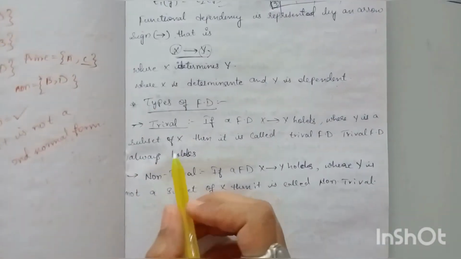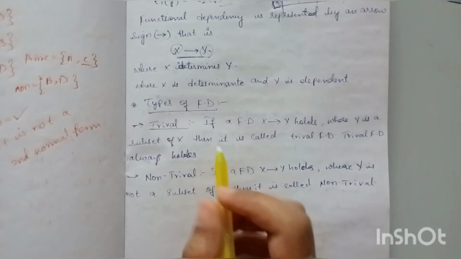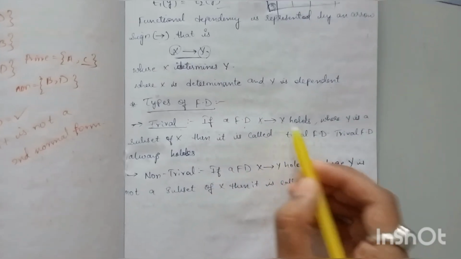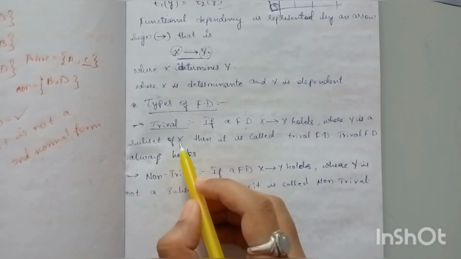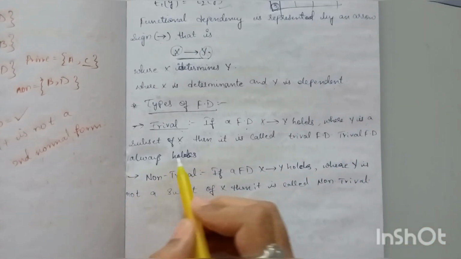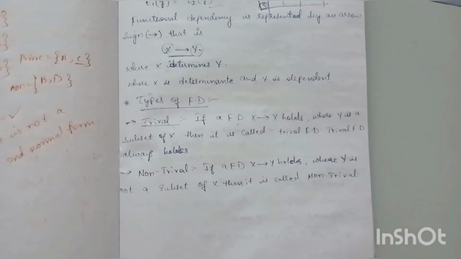Let's see the types of functional dependencies. We have trivial and non-trivial; there are two types. Let's see trivial. If a functional dependency x determines y holds, where y is a subset of x, then it is called a trivial functional dependency. Trivial functional dependency always holds. That means x determines y is always true.